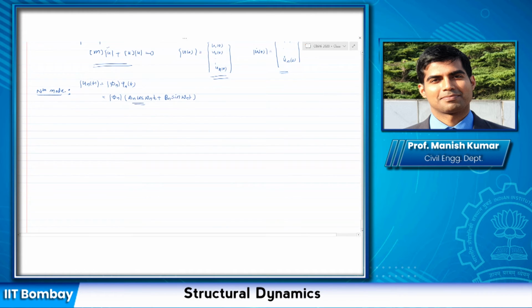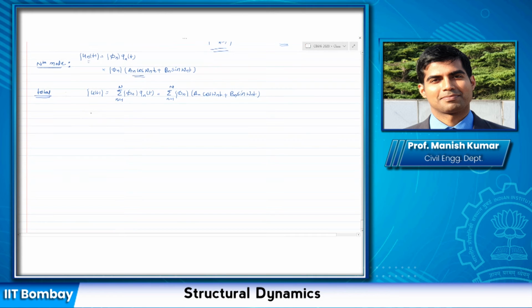This is my u_n(t). For the total displacement, how can we write it for all the modes? My u(t) would be nothing but the summation of phi n times q_n(t). So I just need to sum up for all the modes, n equal to 1 to N. This is A_n cos omega_n t plus B_n sin omega_n t. So this is my u(t).